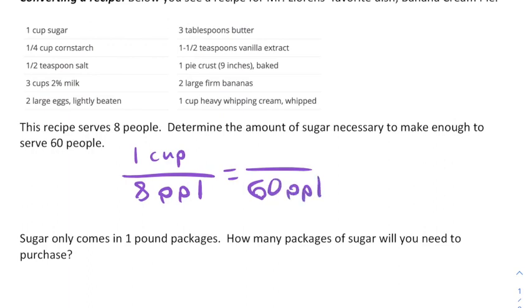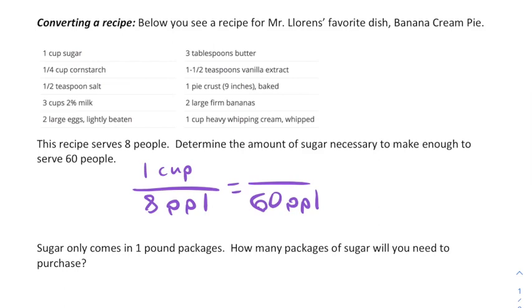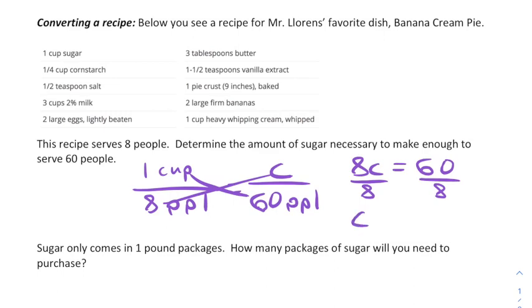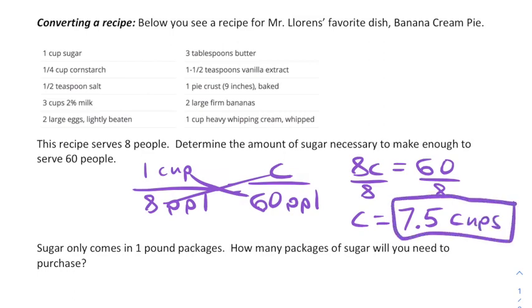You always want to make sure that your units stay the same on the top and bottom. So if I have people on the bottom of the first ratio, I need people on the bottom of the second ratio. Now, the thing I don't know in this problem is how many cups I need, so I'm just going to put C, a variable. And then I'll solve by cross-multiplying. 8C equals 60. And I'll divide both sides by 8 and get an answer that I need 7.5 cups. Now, you'll be needing to do that for your project for every single item on your recipe list.